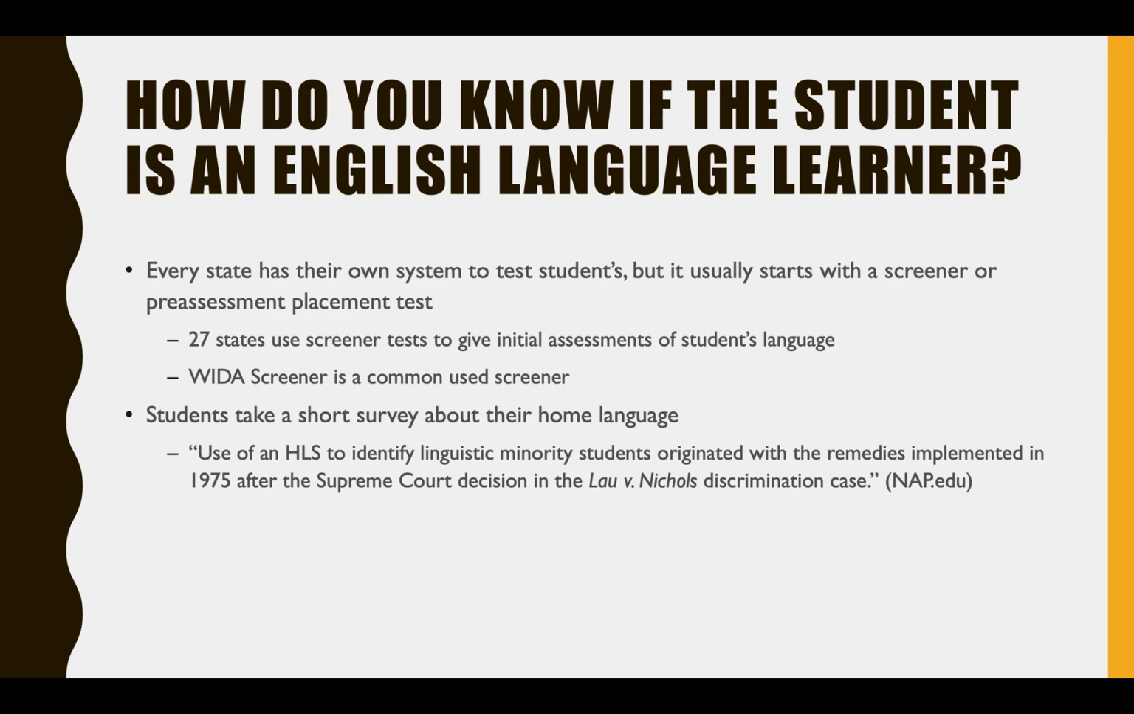Students will also take a short survey about their home language. The use of an HLS to identify linguistic minority students originated with the remedies implemented in 1975 after the Supreme Court decision in the Lau versus Nichols discrimination case.